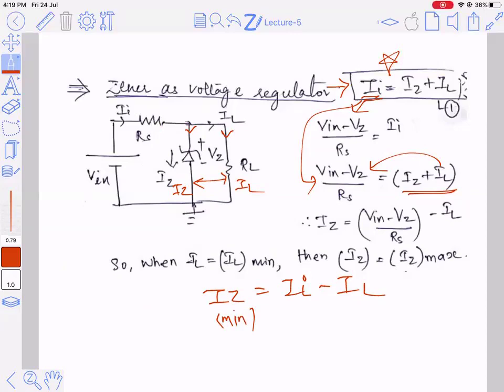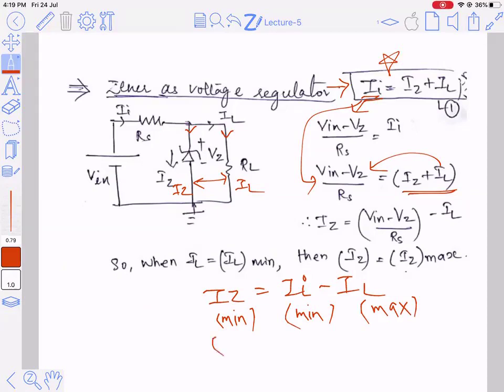What should be the value of II? It should also be minimum. And Iz has to be maximum. Right?